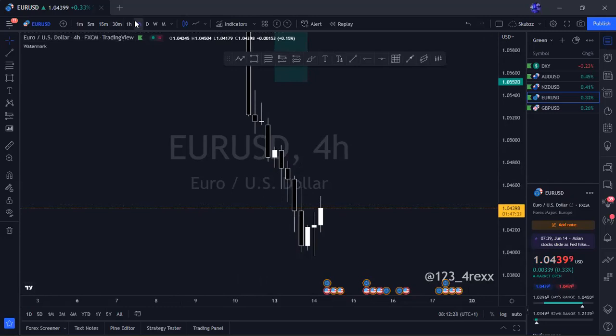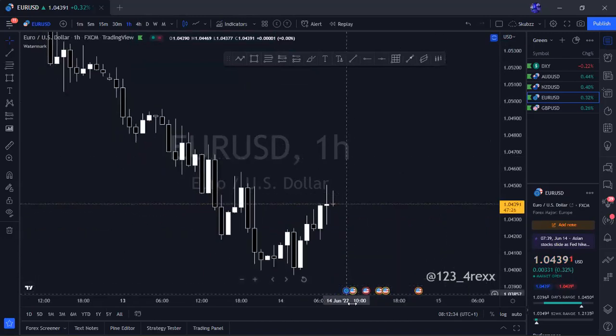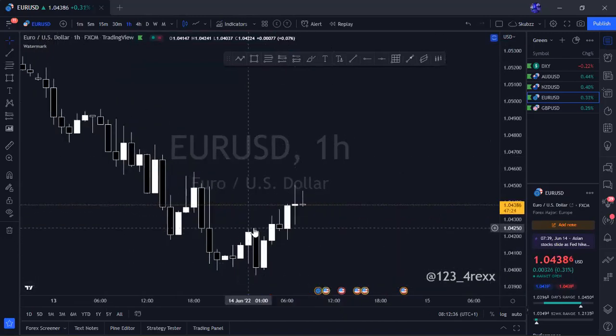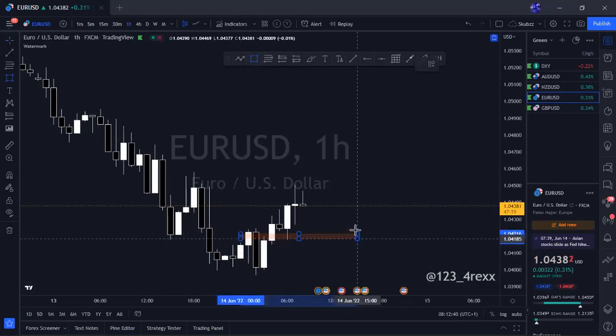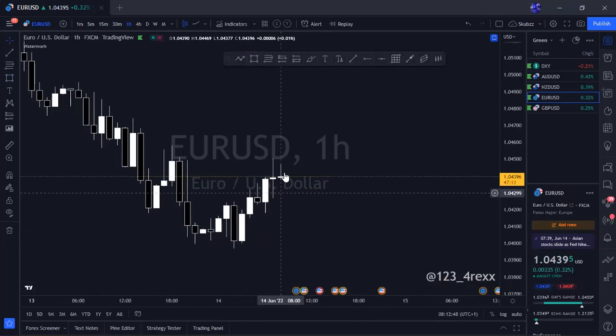So even if I'm taking the bias on the 1H, I'm going to be careful. I'm going to be even more careful now that these breaks of structure are very careless breaks of structure. It's not that they are not clear, but I don't like the way they are breaking. I don't like it.